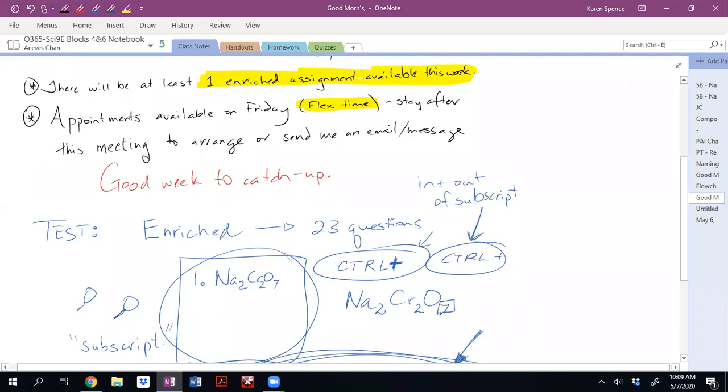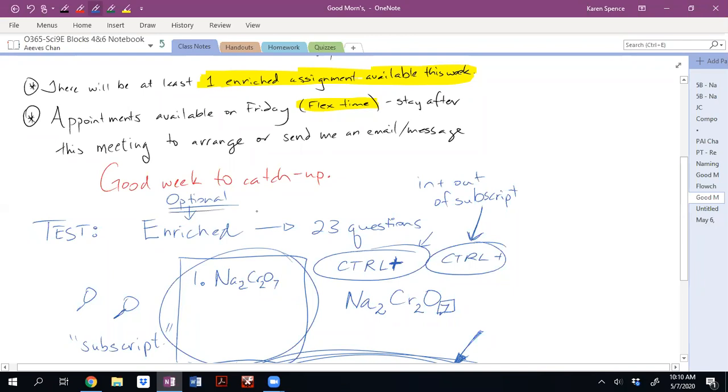I can focus on my history project this week instead of trying to learn the chemical formulas, which I should have learned back in grade 9 and 10. So the better you know this stuff, the easier it's going to make your life in those higher grades. So that's why you might want to do it. It is enriched, so it is optional.